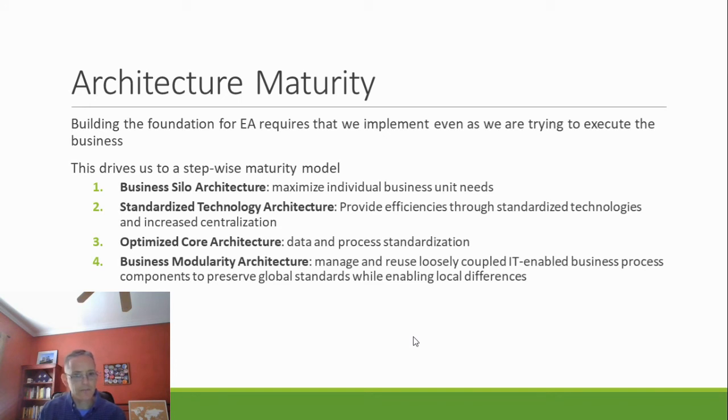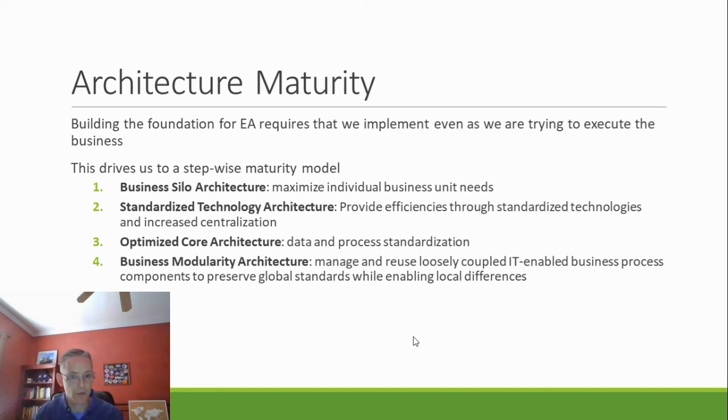But the first one is business silo architecture. Just get enough of an architecture in place that your individual business unit needs can be met. The second one is to standardize on that. Now we're going to get efficiencies through standardized technologies. And you can measure that by the amount of overlap of technologies that are there, the amount of time that you can implement something across multiple businesses.